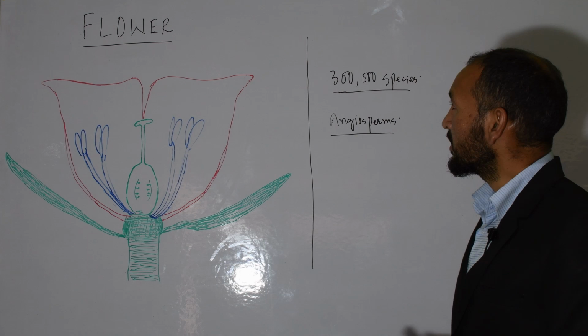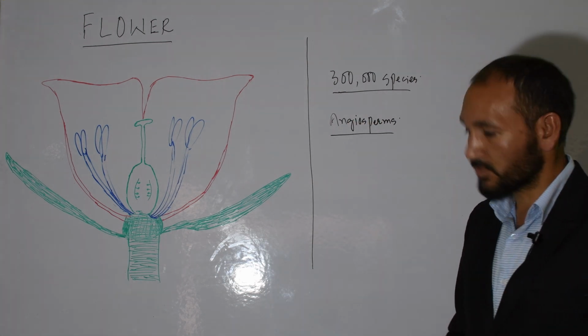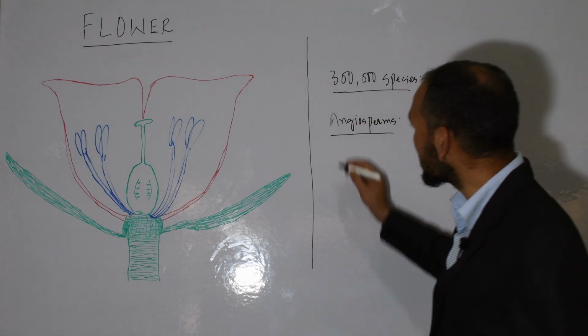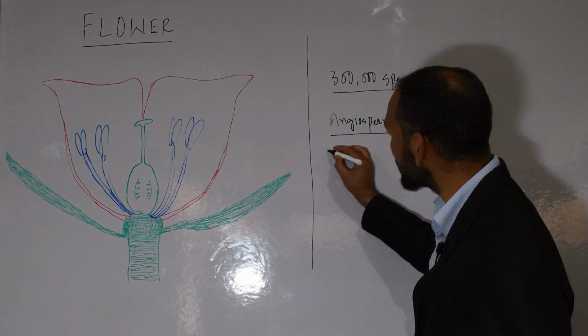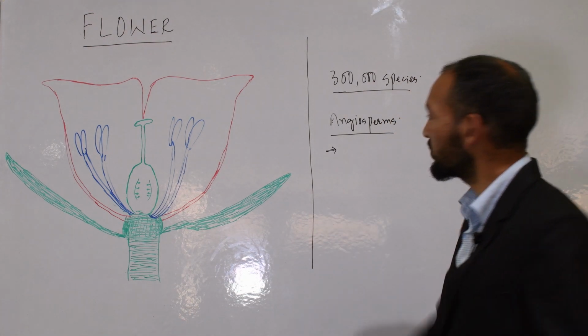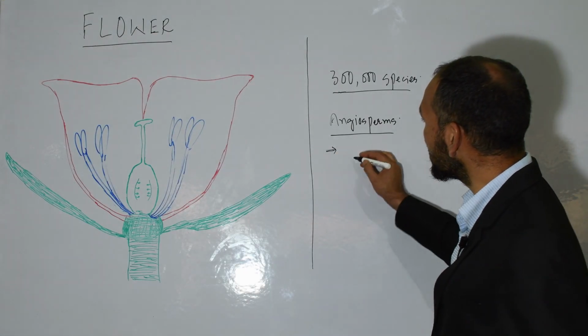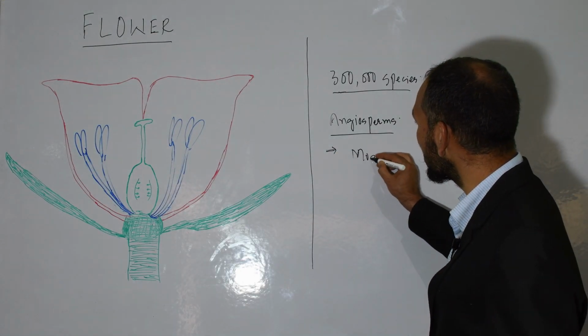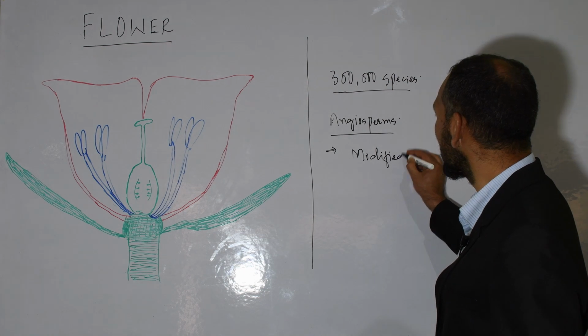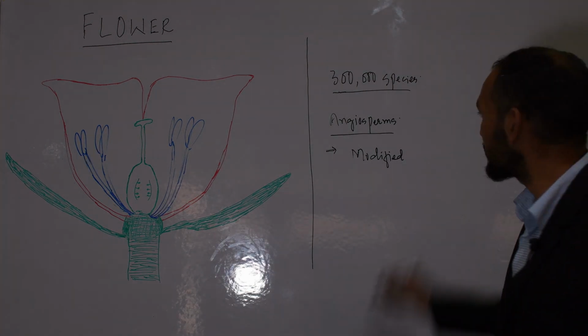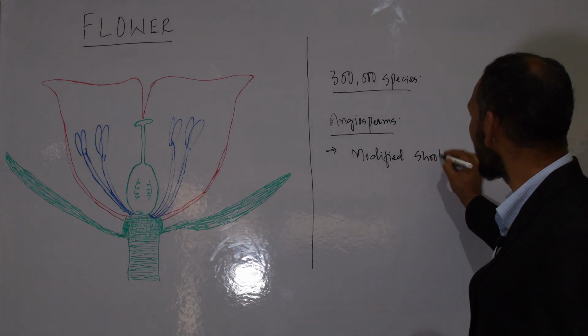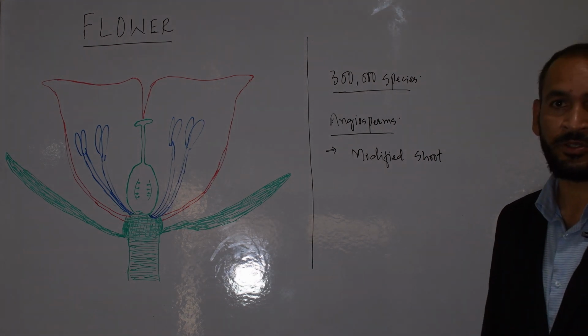Now, before we get to the structure of this flower, one thing you need to take note of is that this flower is essentially a modified shoot. So this is a modified shoot.